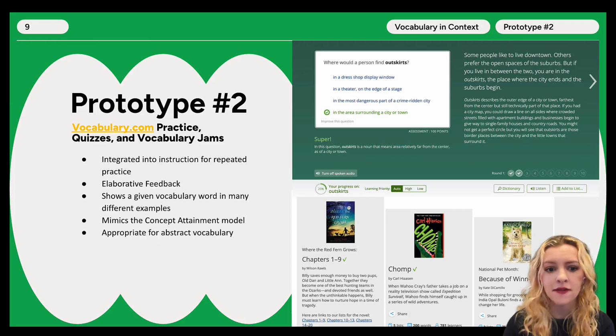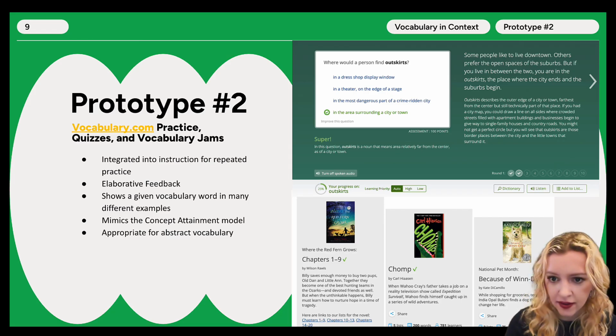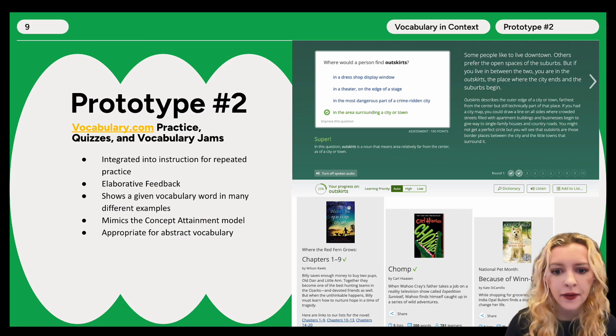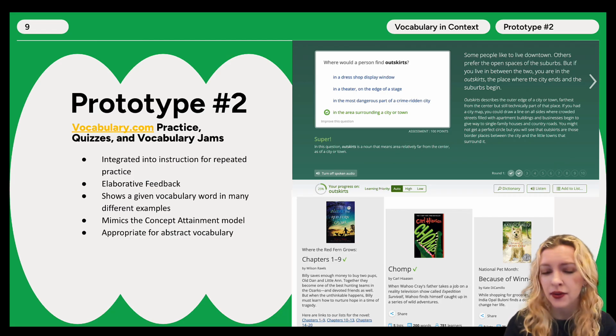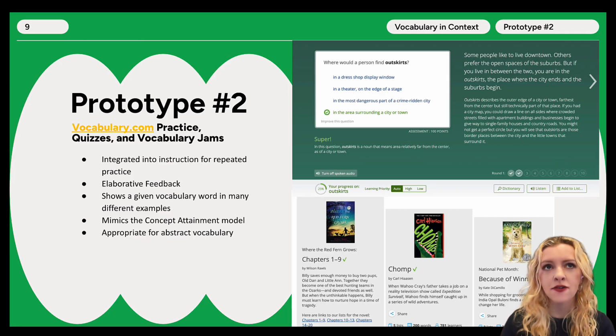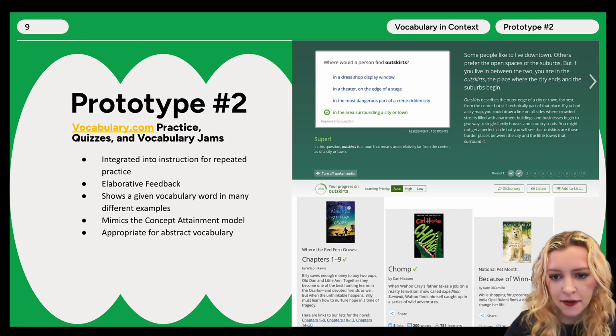For my second prototype, this is vocabulary.com. This is going to give them elaborative feedback, and I'm going to really encourage them to slow down and read the feedback. And it mimics the concept attainment model because it has a ton of different examples. So I'm really hoping this is a way, just through repetition, for them to experience a lot of different contexts for new vocabulary. It also has a feature very similar to Kahoot where they can join a vocabulary jam and compete against each other and compete against other schools. So I'm going to use that as a sort of reward at the end of class to kind of build morale and things like that.